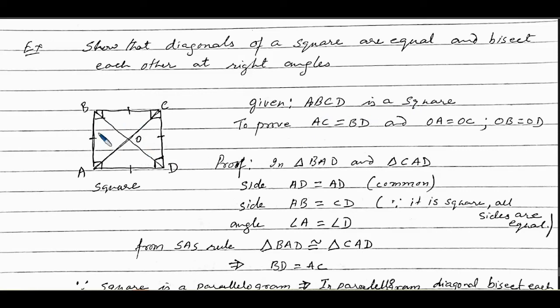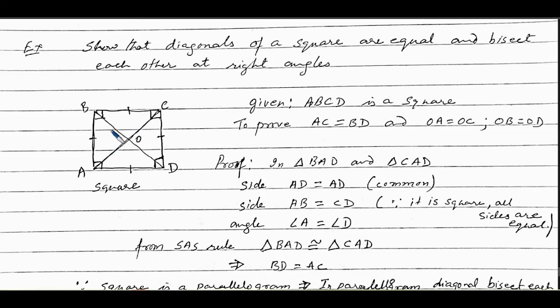See here also you can use your intelligence to show that this triangle is congruent to this triangle. Why? Because this is 90 degrees, and these are the bisectors, so this angle is equal to this angle. So from angle side angle, this triangle is equal to this. Then by CPCT I will say that this is bisecting, this OC is equal to OA. That also I can say.